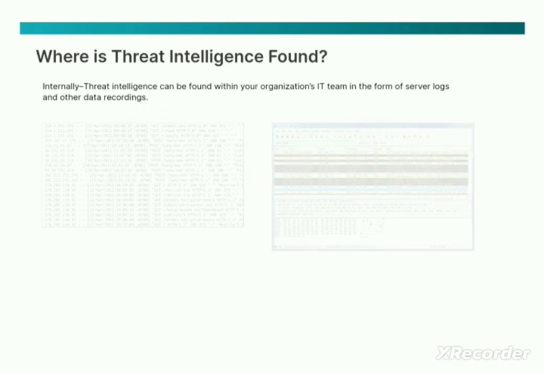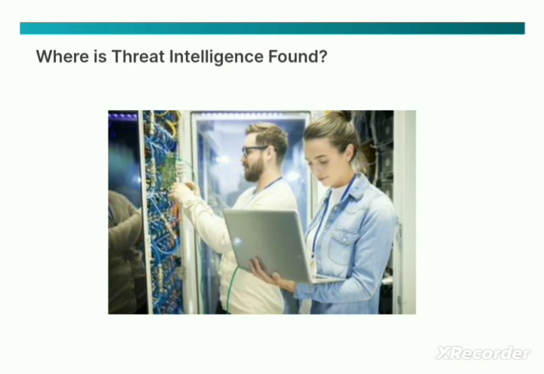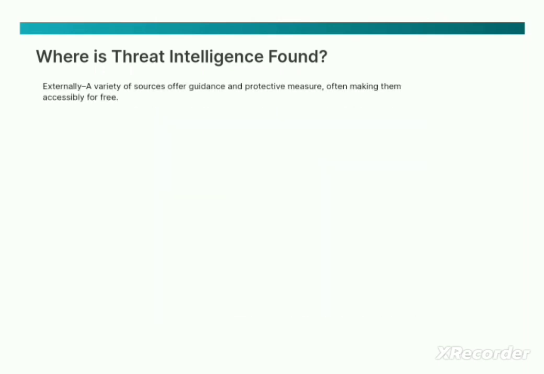This raw data is organized and contextualized into information, and some of that information is relevant, actionable, and contextual, which makes it threat intelligence. Externally, threat intelligence can come from a variety of sources, and the information is often free.